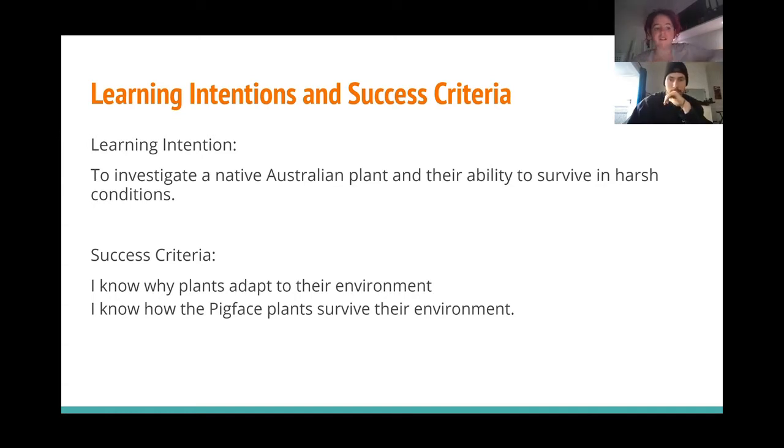So if there's a success criteria, a successful outcome of this investigation would lead to students being able to say that they understand how and why plants need to adapt to their environment, and in particular know and understand how pigface plants survive in their environments and thrive. I'll change slides.